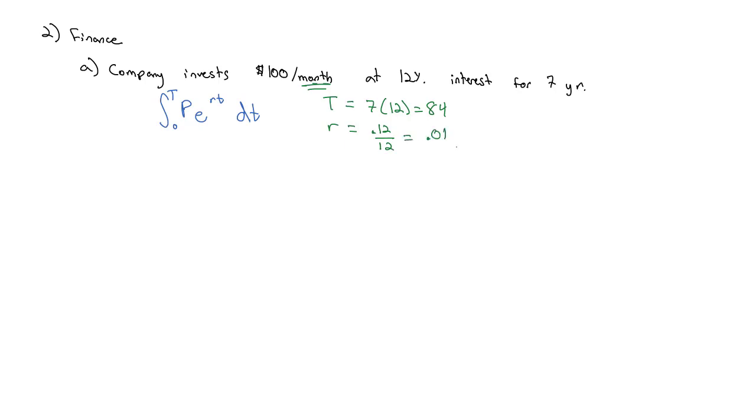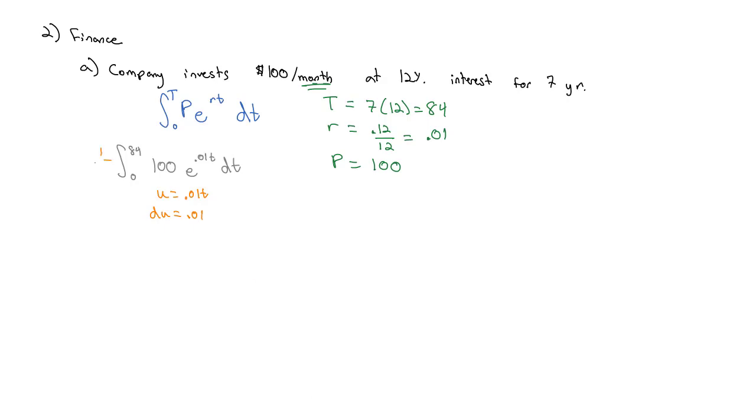So that we're actually gaining 0.01 every month. And P is the principal amount of $100 that's put in every month. Put that together, and we're integrating from 0 to 84 months: the principal of 100 times e to the 0.01t dt. We might solve this with a little u substitution, where u is equal to 0.01t, because then du is equal to 0.01 dt.